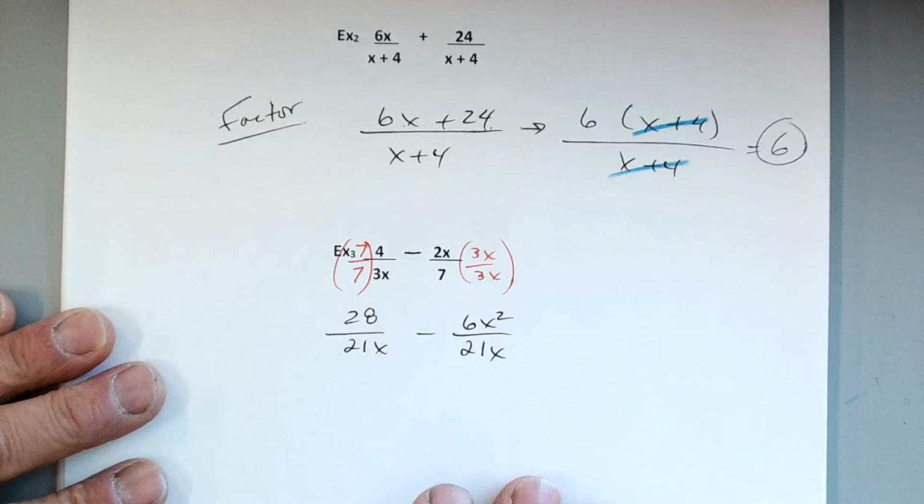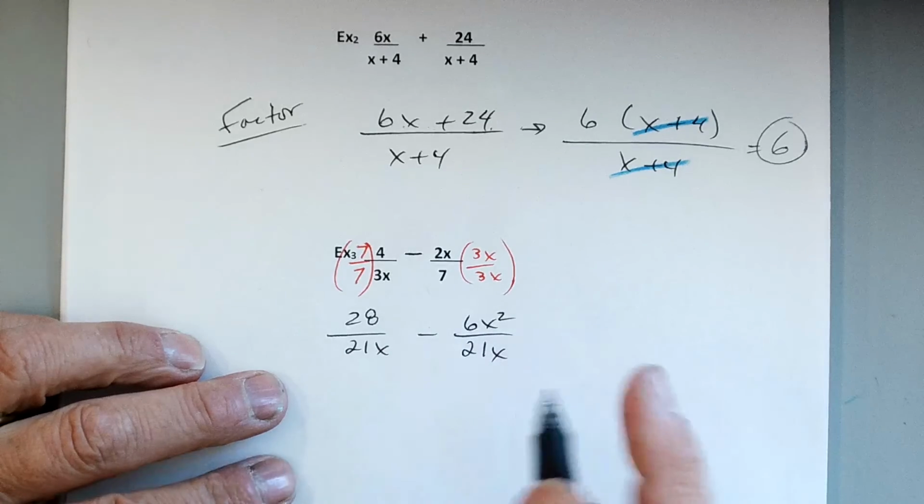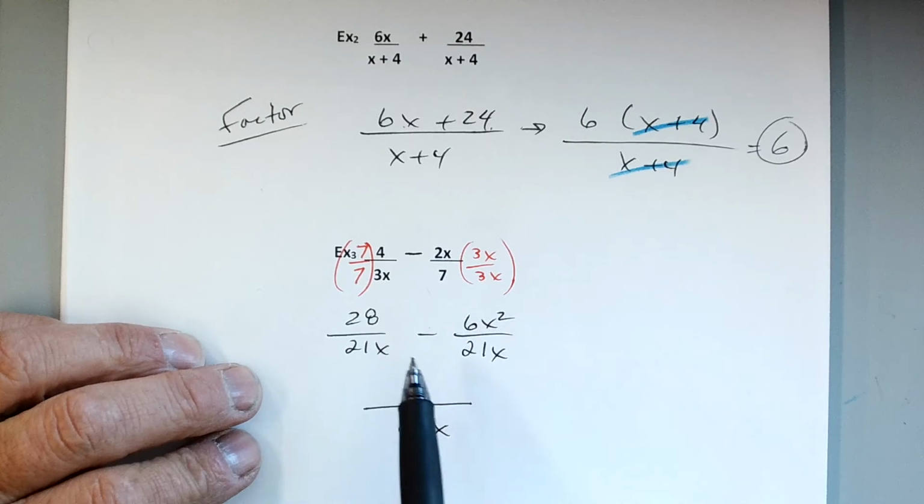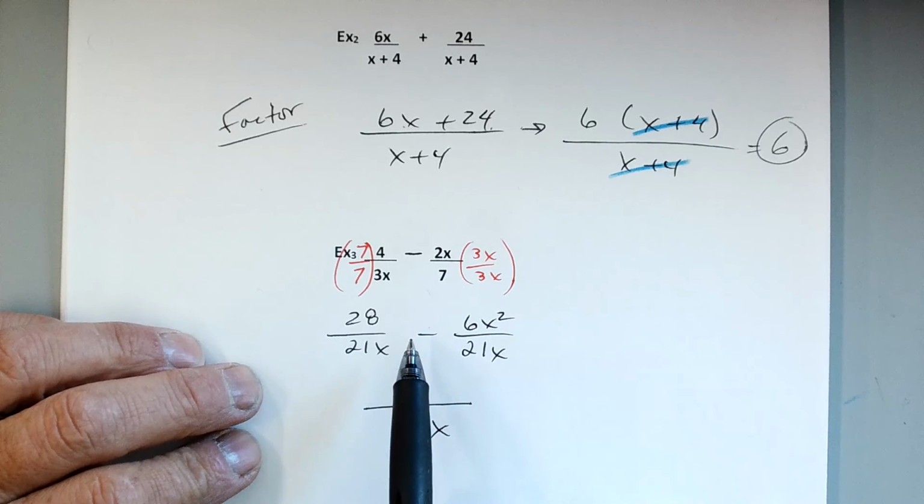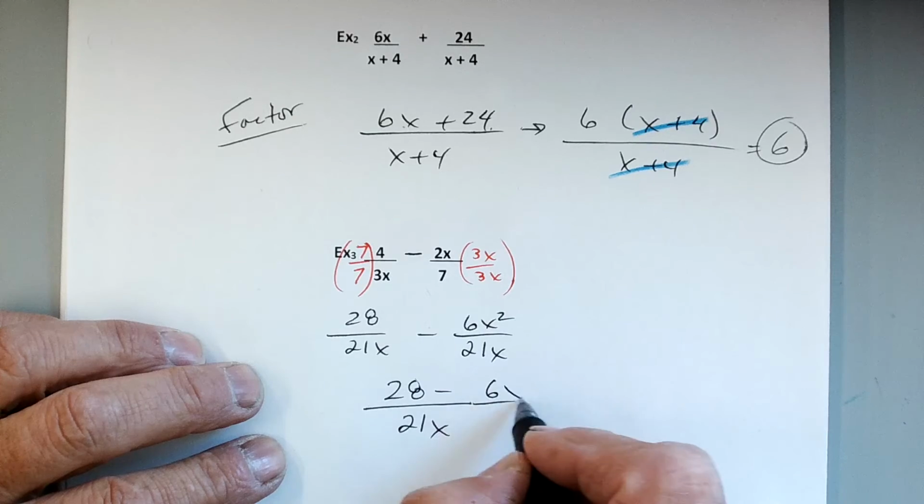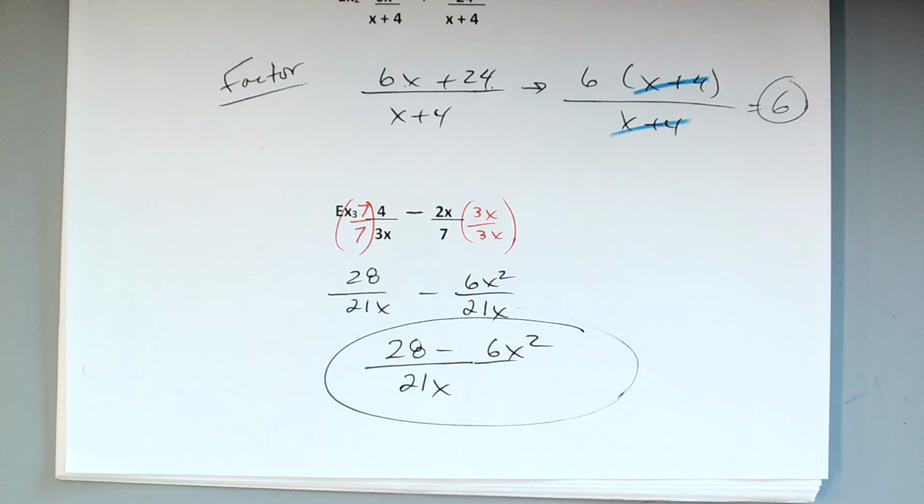Am I going too fast or am I doing okay? So the idea is to get a common denominator. Even though the common denominator is in terms of x, I still have a common denominator, right? So now, since I have a common denominator, which is a 21x, I can subtract them. So I'm going to go 28 minus 6x squared. And that's it. If I factored, it's not going to do me any good. I can see that already. If I take out a 2, it won't do me any good.